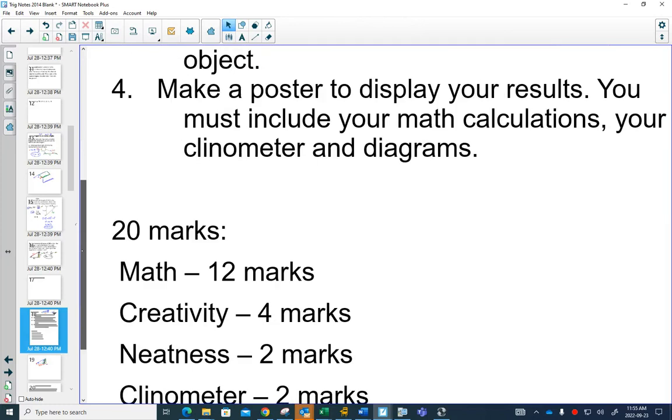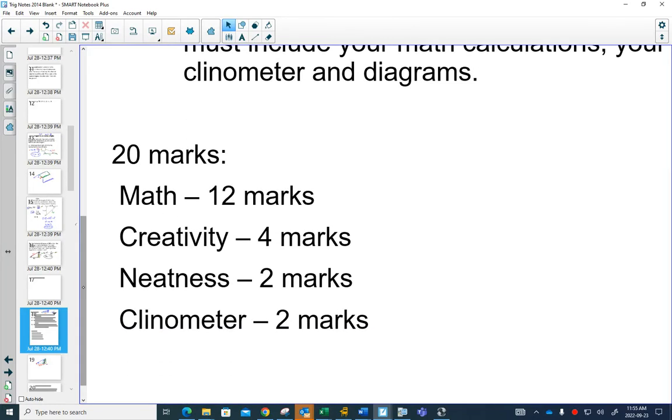It is worth 20 points. Math is 12 marks. Creativity, 4 marks. Neatness, 2 marks. Your clinometer is worth 2 marks. Okay? Let's put it up.